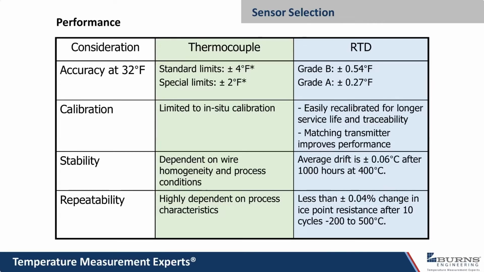Stability, again, the RTD has the advantage there. Repeatability. With a thermocouple, it varies a lot, usually based on temperature and the atmosphere that it's in. If you've got a reducing or oxidizing atmosphere, or you're running at a really high temperature, thermocouples can drift quite quickly. RTDs are more stable within their temperature range. Even if a thermocouple is used in that minus 200 to 500 range, the RTD is still going to be more stable.